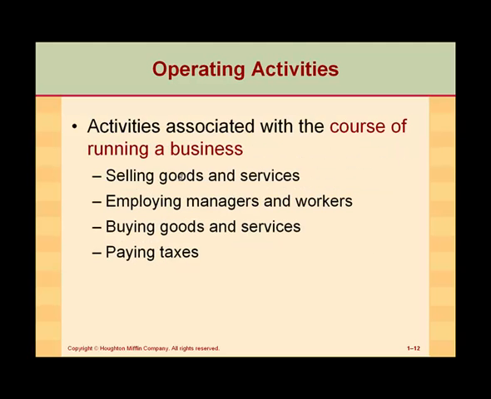Finally, activities associated with the course of running the business are considered operating activities. These are commonly in a manufacturing business. This involves selling goods and services, employing people, buying goods and services, that'd be the purchasing or procurement function, and paying taxes.